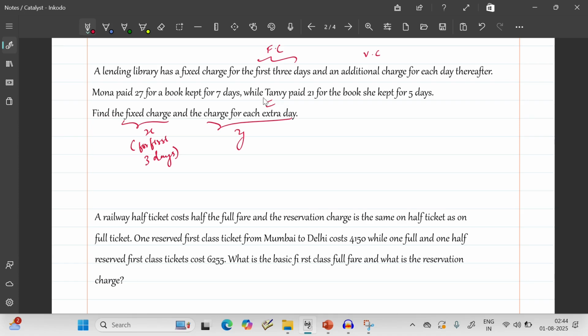Now just see the question, it becomes very clear to you when you frame the equations. Mona paid rupees 27 for a book kept for 7 days.